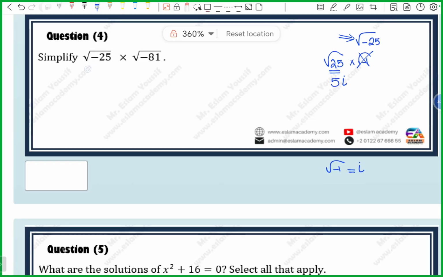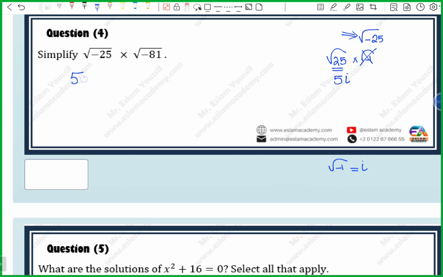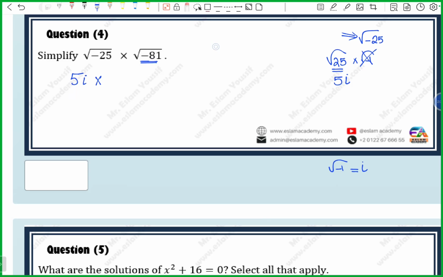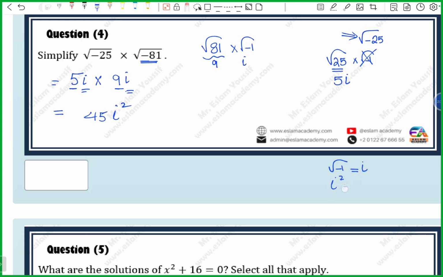Then we have the square root of -25, which is 5i, times the square root of -81. The problem is the negative, so it will be the square root of 81 times the square root of -1. The square root of 81 is 9, so it's 9i. Now we just multiply 9 times 5, and the answer is 45. And i multiplied by i gives i squared. So what is the value of i squared? We said that it is -1. Yes, i squared is equal to -1.